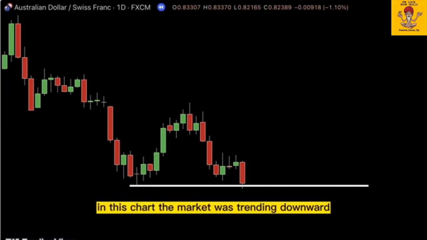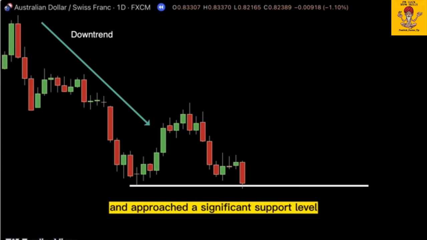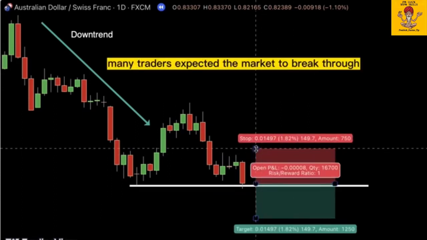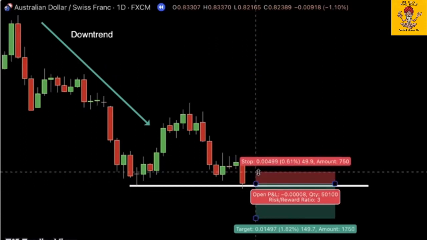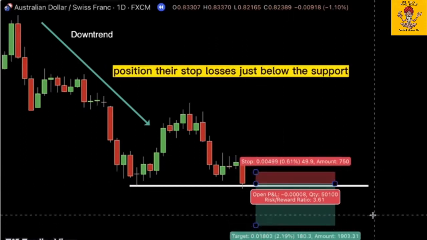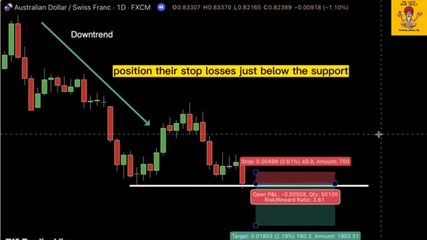In this chart, the market was trending downward and approached a significant support level. Many traders expected the market to break through this support and continue lower. As a result, they placed short orders, while traders going long positioned their stop losses just below the support.